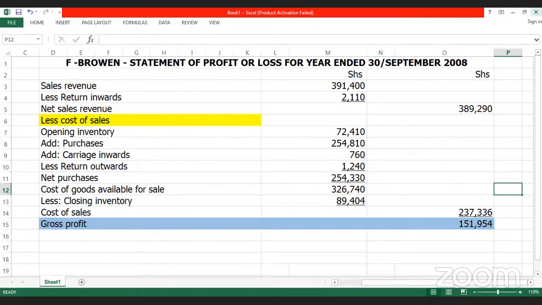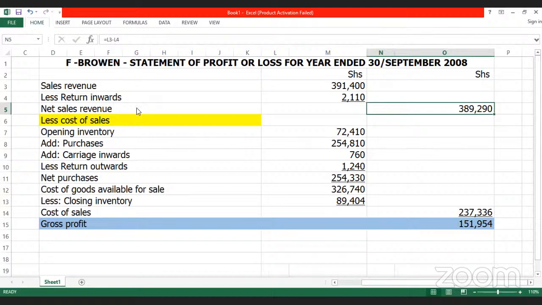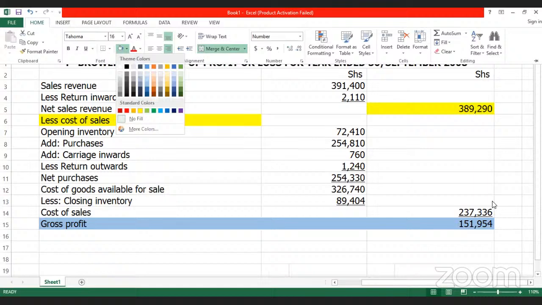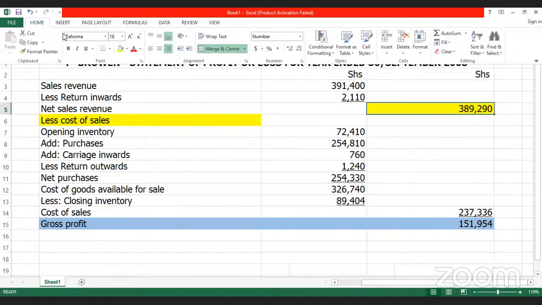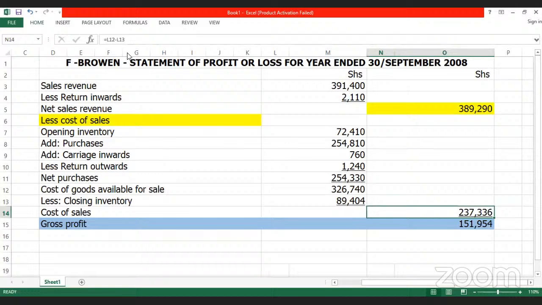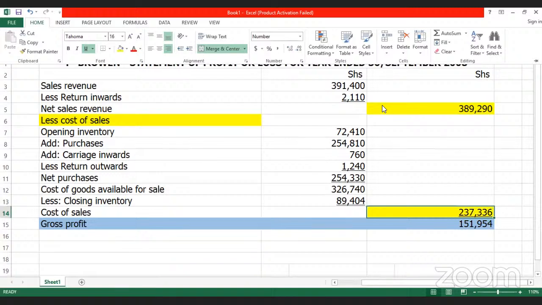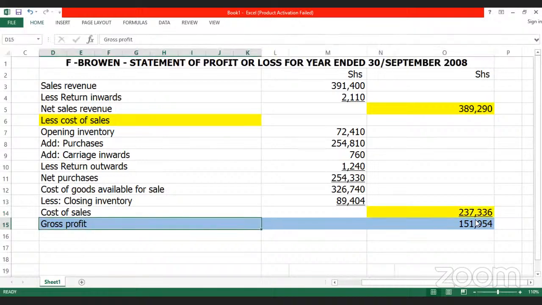How do we get the gross profit? To get the gross profit, we have got the net sales revenue up here, and we minus the cost of sales figure to arrive at the gross profit. So we don't have those other incomes. If they were there, then you have to add them to the gross profit. But it's like we don't have.